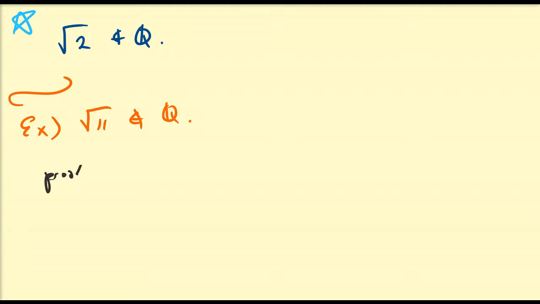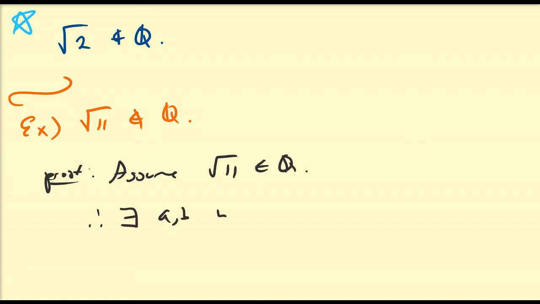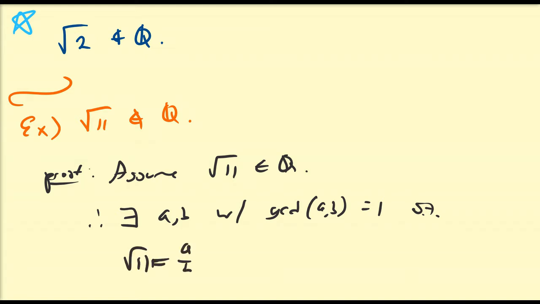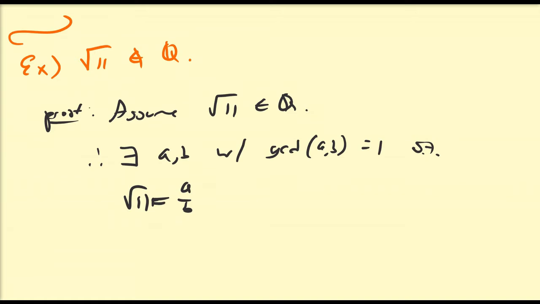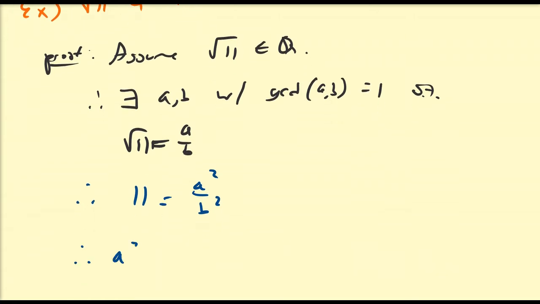All right. So how to prove? We're going to assume the contrary, that the square root of 11 actually is in the set of rational numbers. If that is true, then there exist a and b with the greatest common divisor of them being equal to 1, such that the square root of 11 is equal to a divided by b. So I'm going to square both sides of this equation. I'm going to have 11 is equal to a squared divided by b squared, forcing a squared to be equal to 11 times b squared, right?